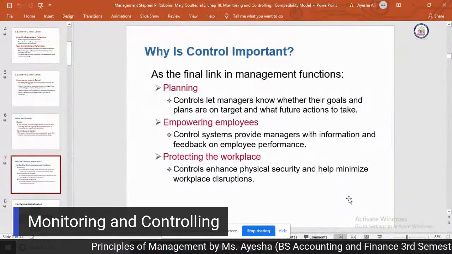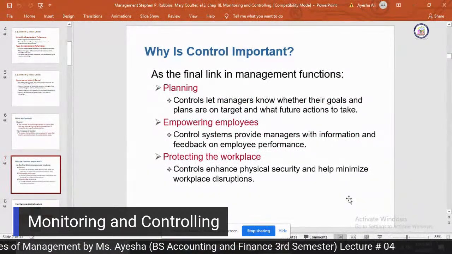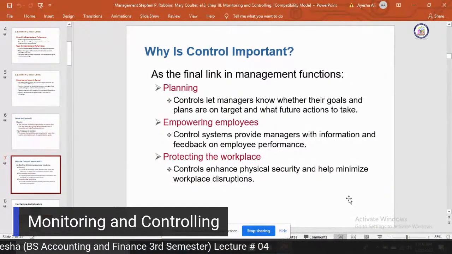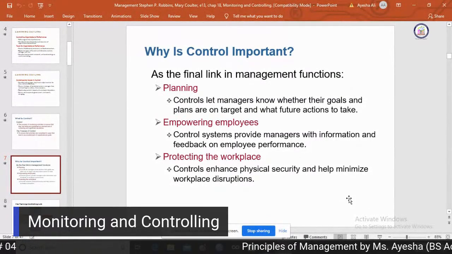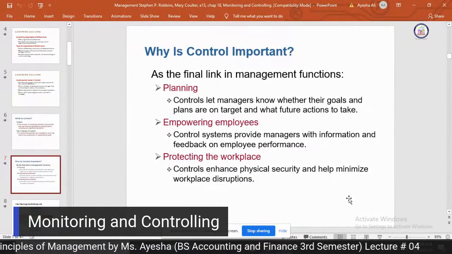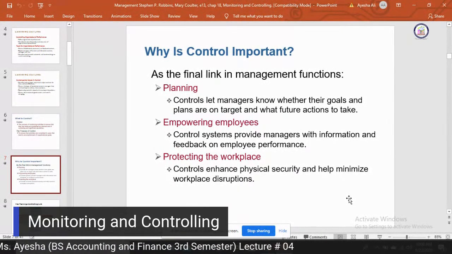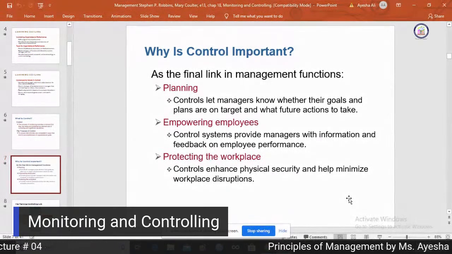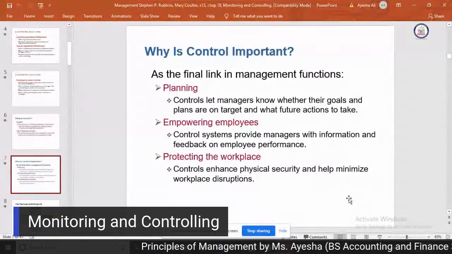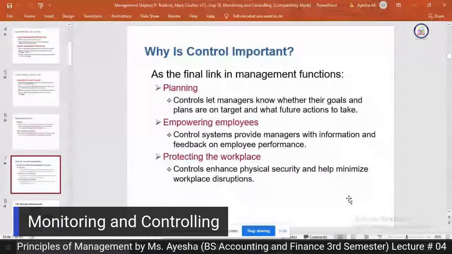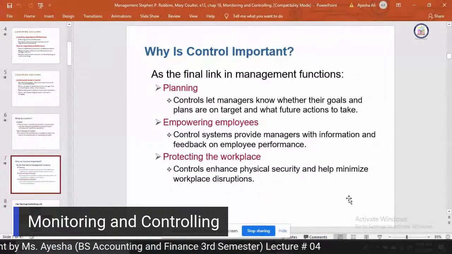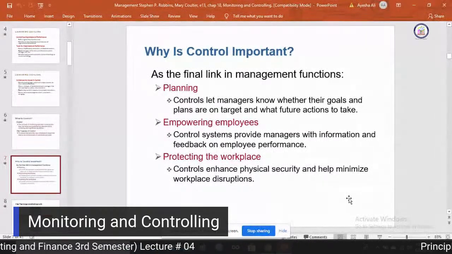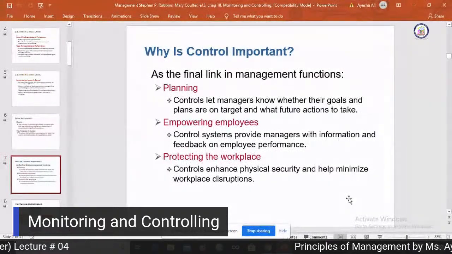In this we look at the link to the management functions. As you all know, we have four management functions. The first is planning, then organizing, then leading, and the final one is controlling, which we are discussing now. So what is planning? Planning is the management function in which we set the goals and establish the strategies, and then integrate and coordinate the activities. So this is planning.